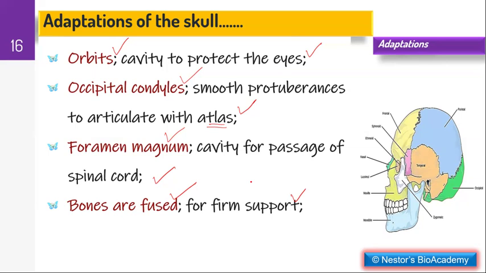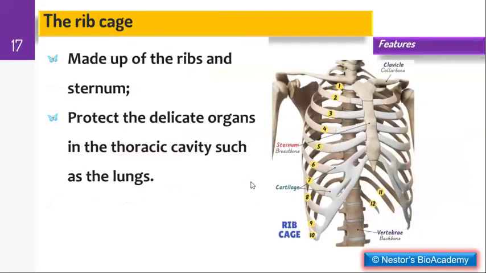Other than the skull, the next component of the axial skeleton that you need to review is the rib cage. And as you can see from the illustration that is shown on your screen, this is basically made up of the ribs and the sternum. At the front end of your chest, if you place your fingers right at the middle, you'll feel the presence of some hard bone there. That hard bone is this one I'm highlighting here, and we refer to it as the sternum.